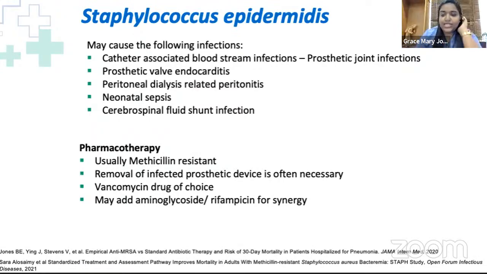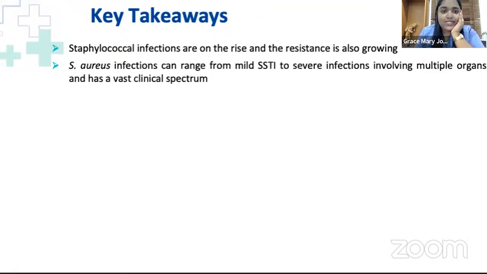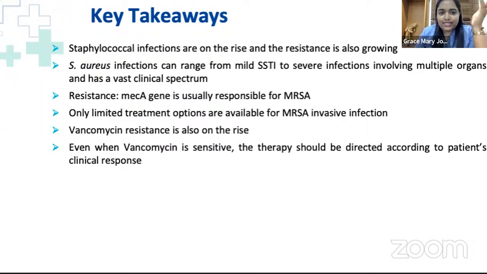And the takeaways for you would be that Staphylococcus infections are going to be on the rise, and the resistance is also growing. And it can range from a mild skin and soft tissue infection to a multi-organ dysfunction kind of thing. And the resistance, MRSA, it's the mecA gene, and you have only limited options to treat the MRSA invasive infection. Vancomycin resistance is also on the rise.